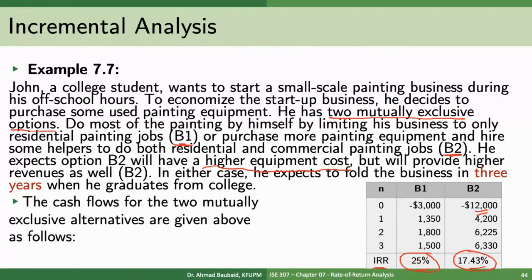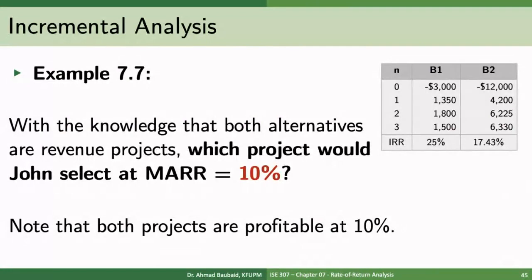And now I'm asking you to compare the 2 options. So the question is actually here. Which project would John select at a MAR of 10%? Note, this is part of the question, but it's also helpful for you to check. First thing you do, check the projects individually. Are their internal rates of return both higher than the MAR? And the answer here is yes. So that's a first check that you need to do, because the MAR is 10%. Both of these are higher, so we don't have to eliminate anything. But we still have to pick and choose between B1 and B2.